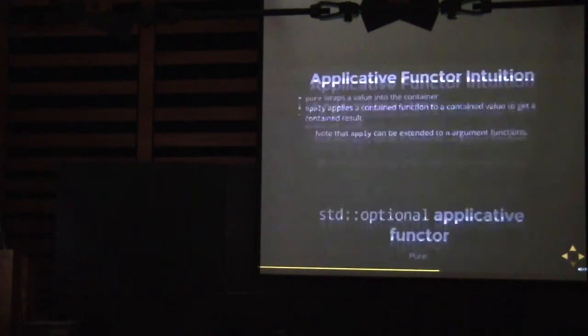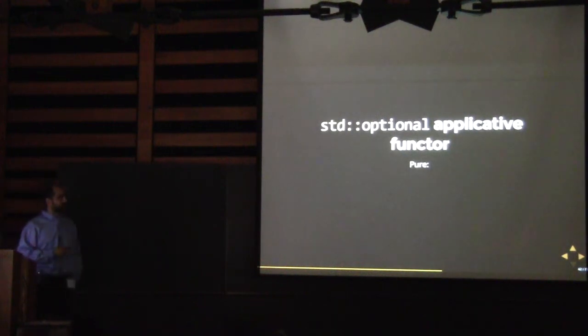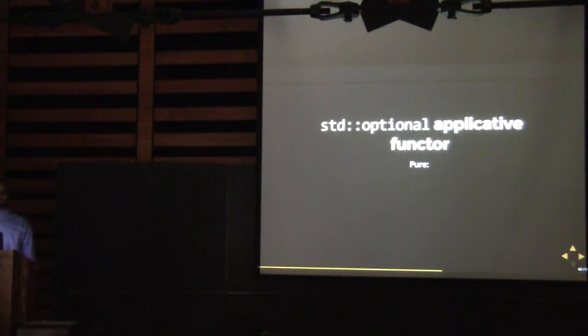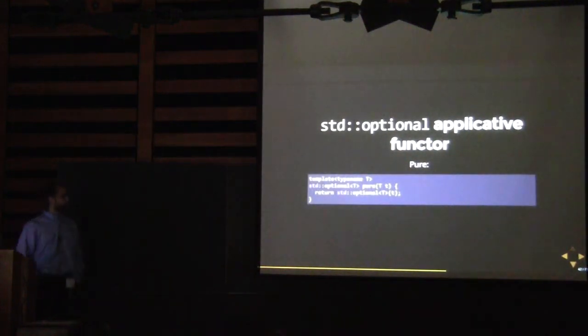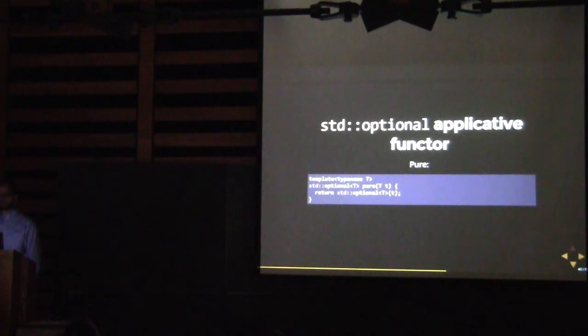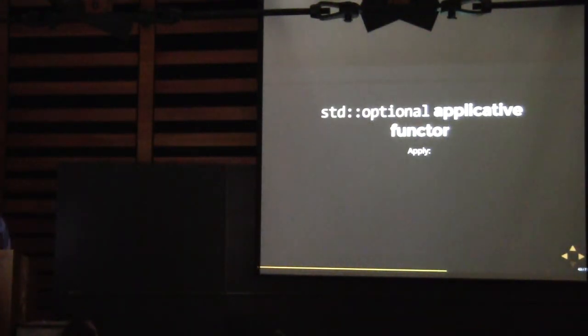So the std optional applicative functor. What do you think pure does? It makes a std optional, and what is the value of that std optional? Is it going to be empty? Nope. It's going to be that value wrapped, exactly. So pure for a std optional would be this. What about apply?